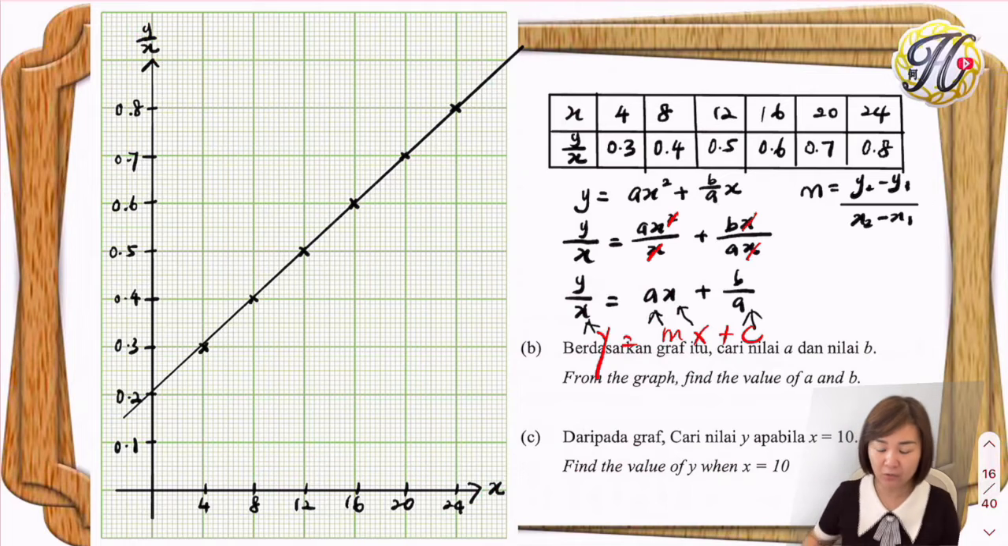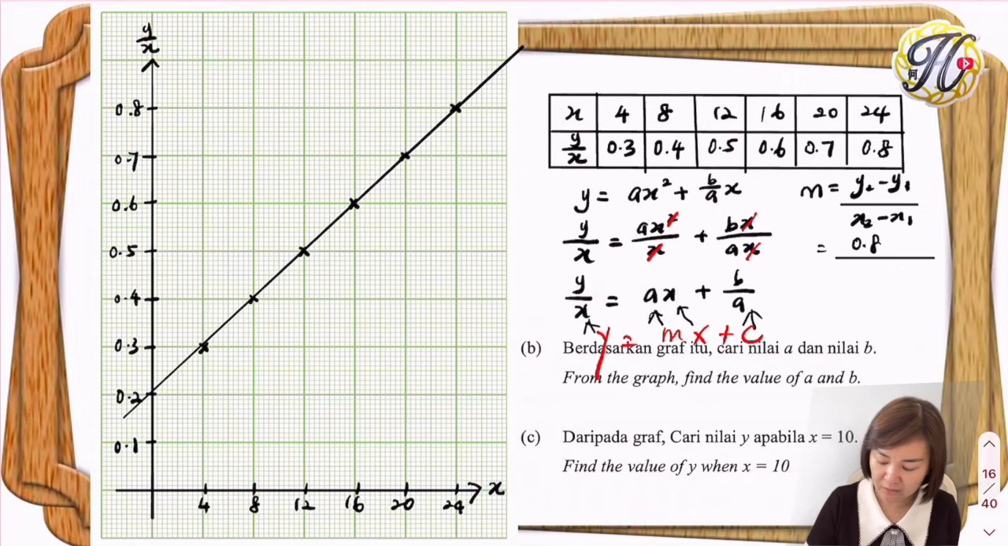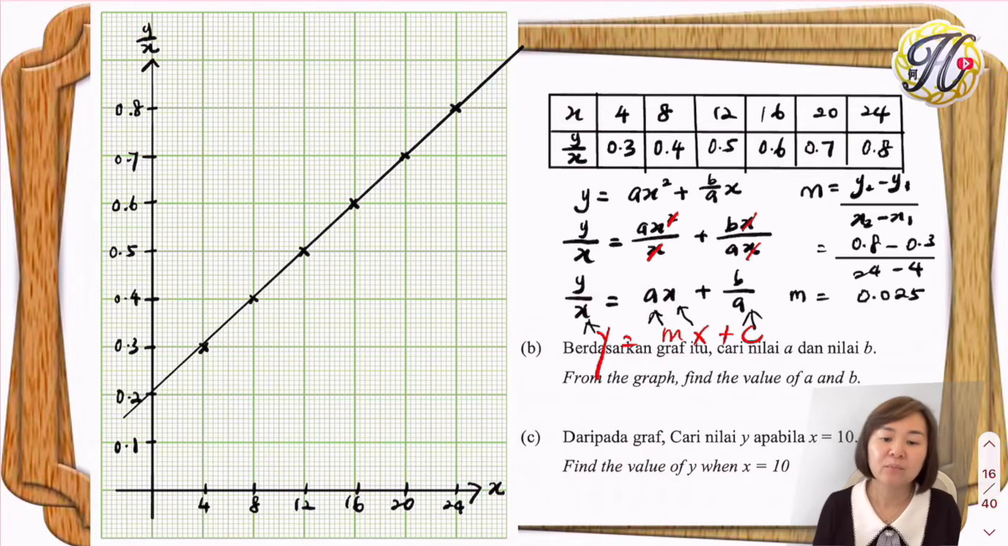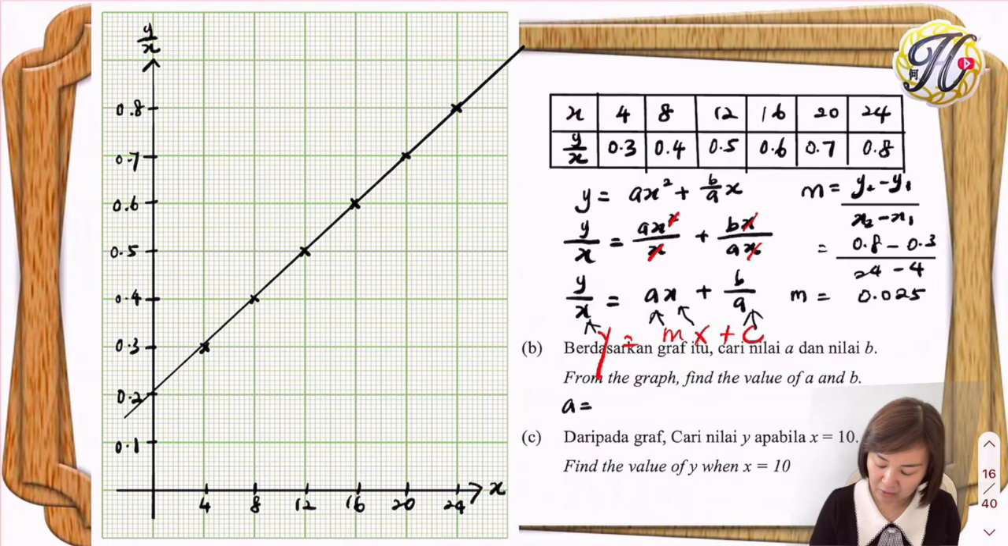Okay, kalau ikut cikgu ini ada y, this is y, this is x, I take the biggest number. Okay, I take the 0.8 minus 0.3 over 24 minus 4. Okay, so what you get? I will get 0.025 here, my m. Boleh bagi jawapan dalam perpuluhan, boleh bagi dalam pecahan. Okay, dua-dua diterima. Okay, so ini adalah m di mana, so kamu boleh tulis bahawa a akan sama dengan 0.025.